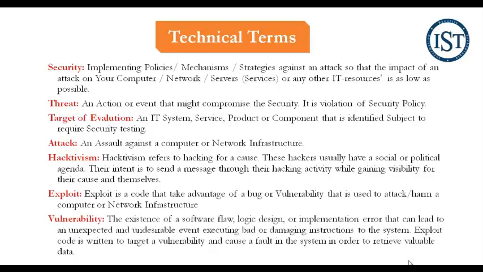And the next one is vulnerability. This is the existence of a software flaw, a logic design or implementation error that can lead to an unexpected and undesirable event executing bad or damaging instructions to the system. Exploit code is written to target a vulnerability and cause a fault in the system in order to retrieve valuable data. Once the vulnerability exists, exploit is the piece of code that takes advantage of this vulnerability.